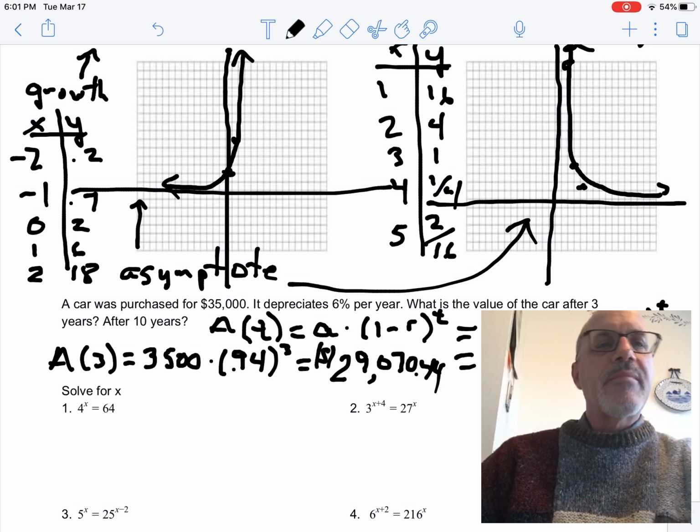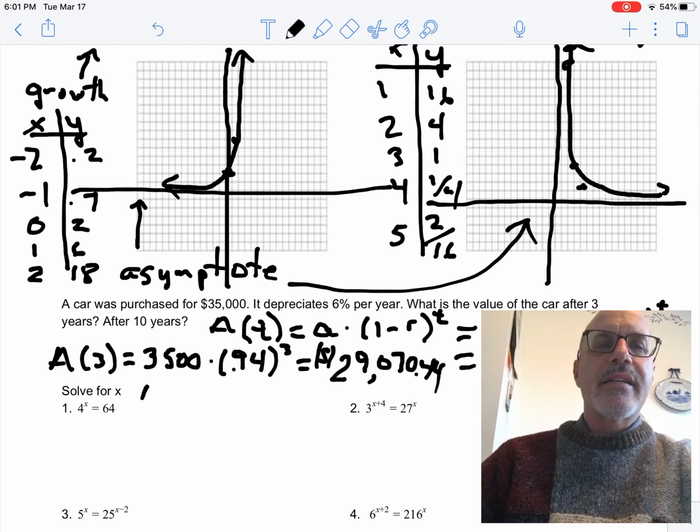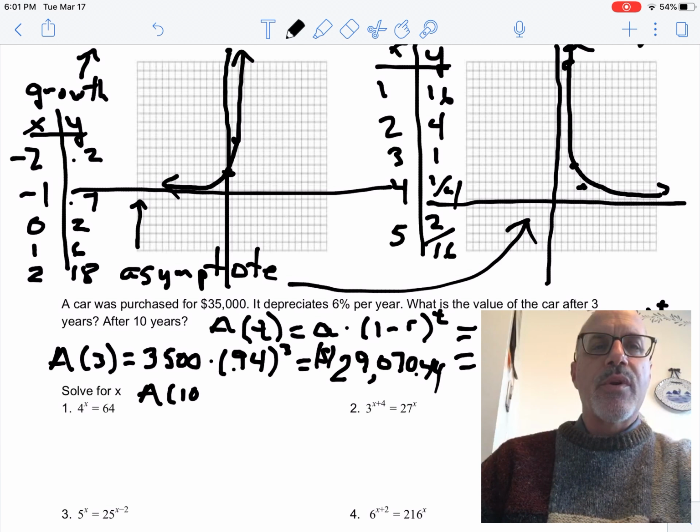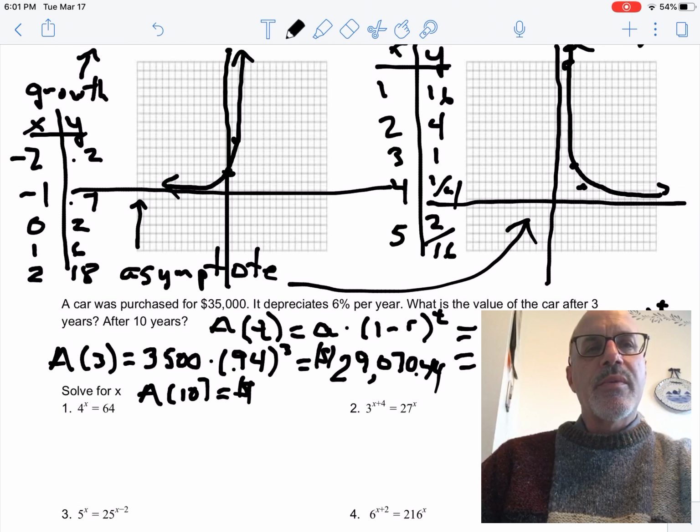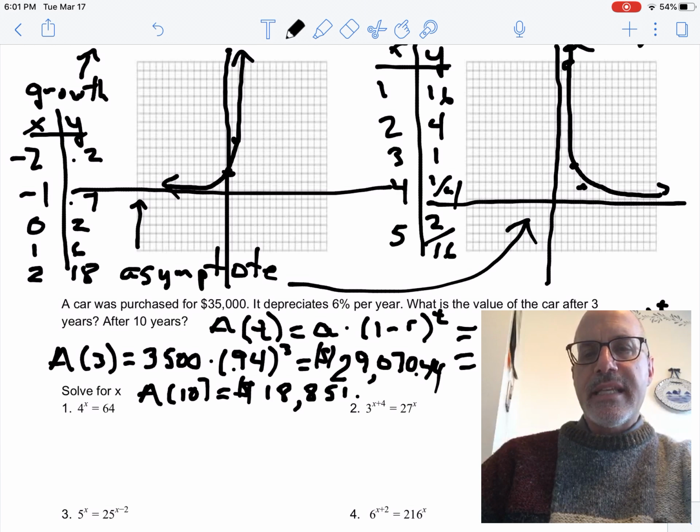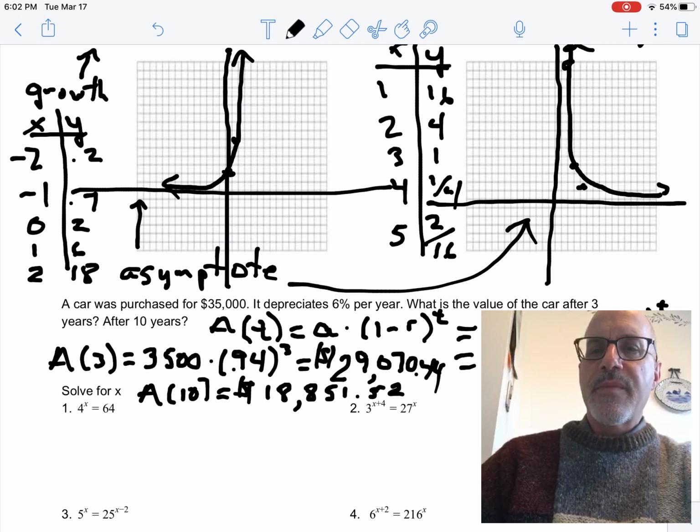Now if we do the same thing for 10, we take A of 10 and put 10 into the spot which is the exponent. If we took the 35,000 times 0.94 to the 10th power, you get $18,851.52. That's how much the car is worth after 10 years.